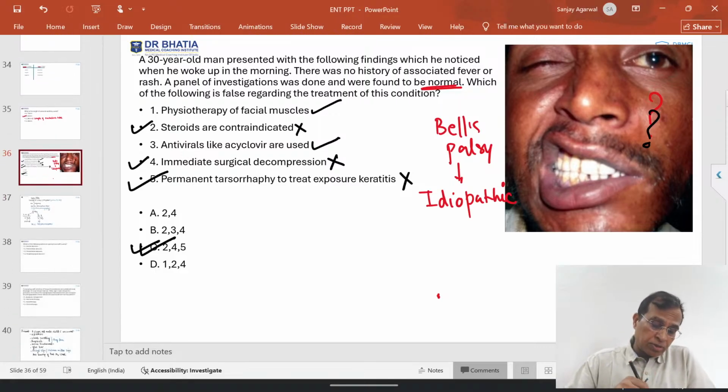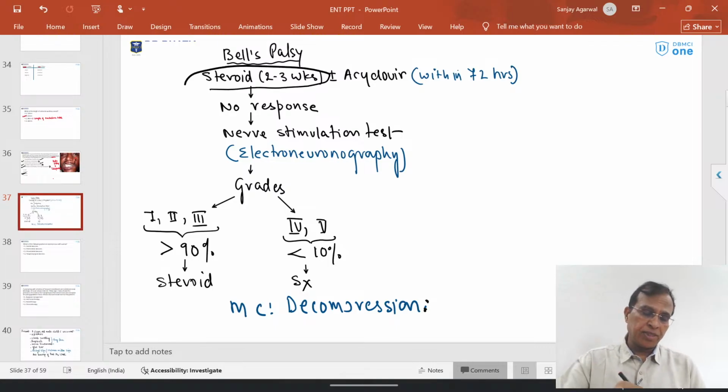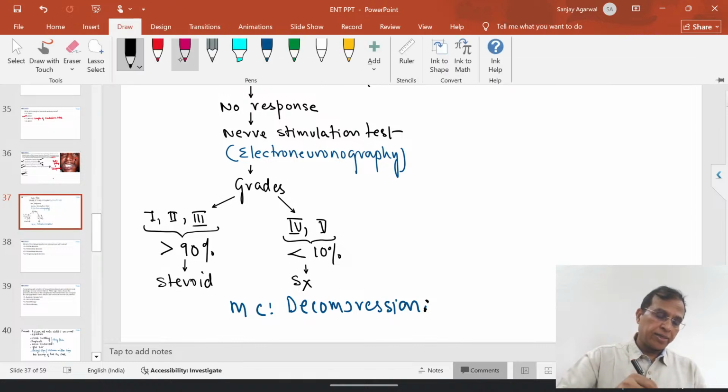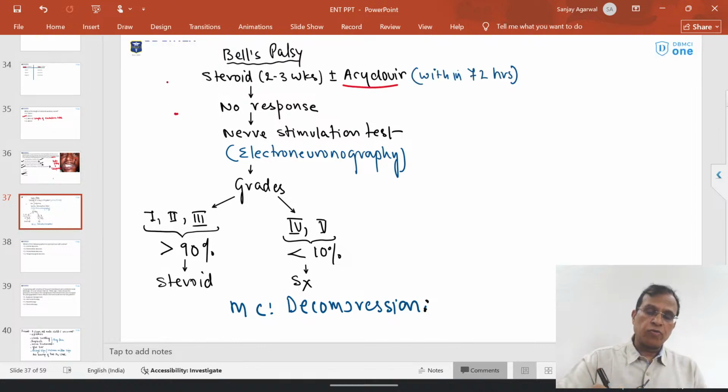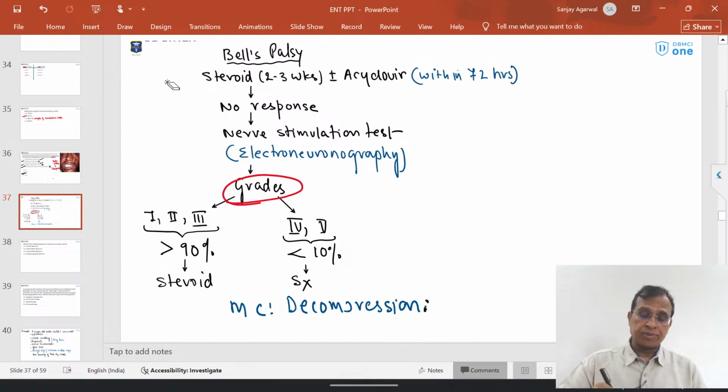Now this is very very important, this slide. See, Bell's palsy, how do you treat? We start with steroid in the beginning for 2 to 3 weeks. This is the beginning of the treatment. And steroid के साथ acyclovir भी दे सकते हैं. Now if there is no response, then we do electroneuronography investigation. Electroneuronography palsy को ग्रेड करता है.